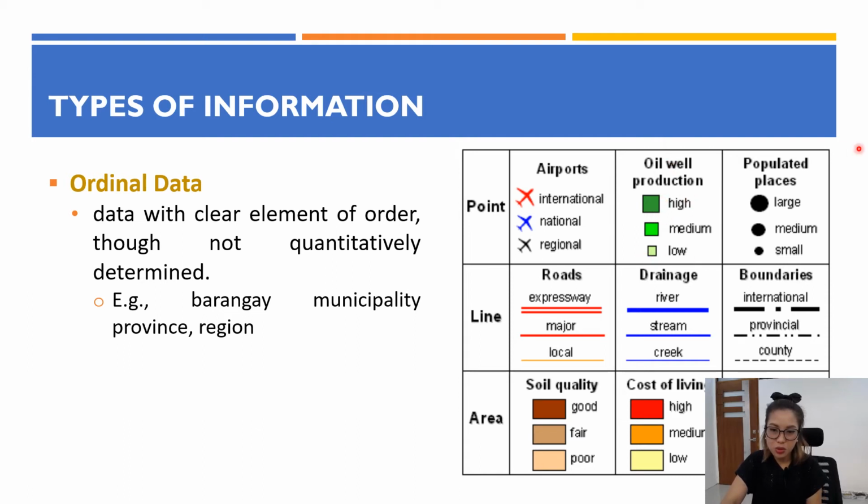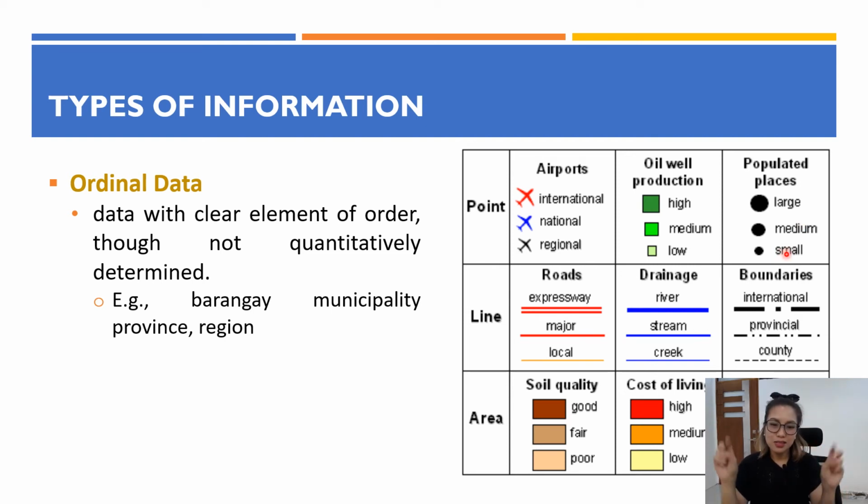High, medium, low. Populated places: large, medium, small. So in the legend, we are expecting to see, if it is large, what is the range of the populated places. So probably in the legend you will see 500,000 to 1 million. For example, medium is 100,000 to 499,000, something like that. And small is like below 100,000.